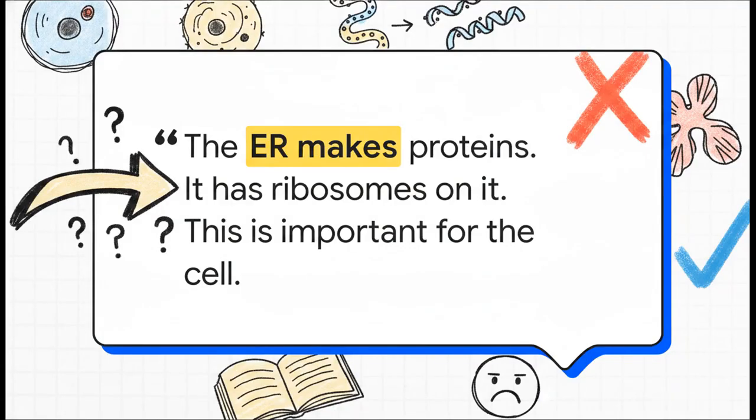The ER makes proteins. It has ribosomes on it. This is important for the cell. Now, does that sound familiar? It might even sound entirely correct to you at first glance, but this vague description right here is a massive examiner's red flag. It's what we call the classic cold open mistake.